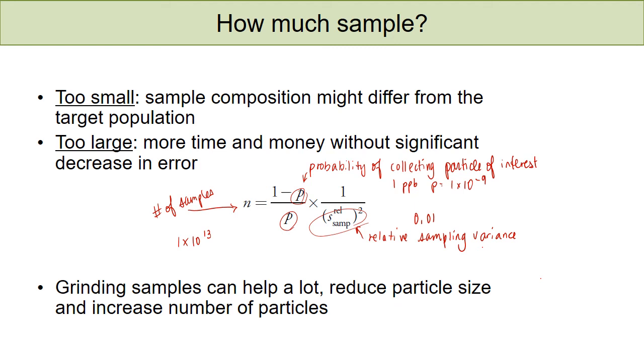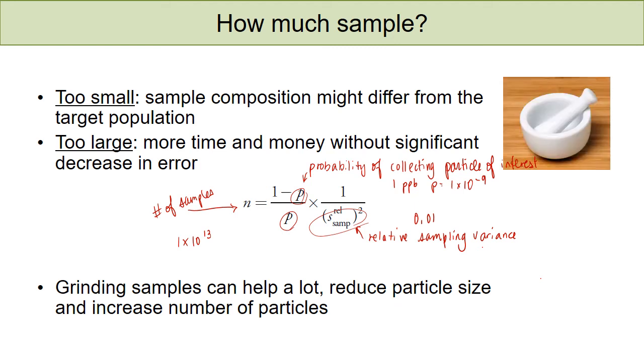So if you want more particles for less mass, what you do is you grind up your sample. You're going to use that mortar and pestle, and you're going to reduce the particle size, therefore increasing the number of particles that are available to you in a given mass.